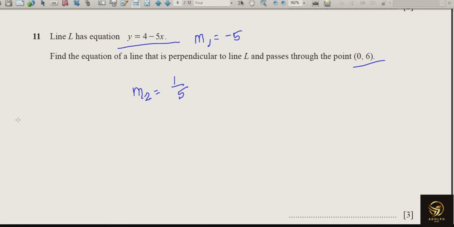Or maybe you can find it in this step: minus 5 into m2 equal to negative 1, because we have the property m1 into m2 equal to negative 1. Then m2 is minus 1 divided by minus 5. Minus minus cancel. We'll be getting m2 as 1 by 5.